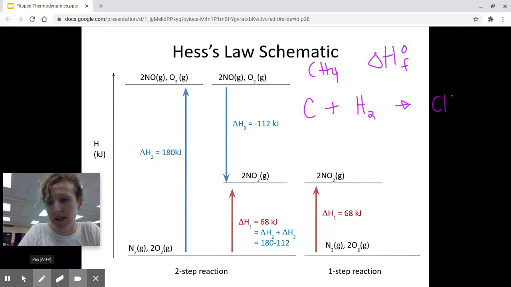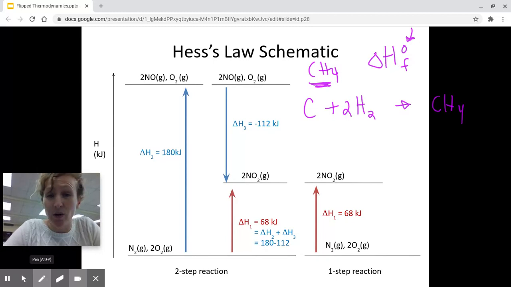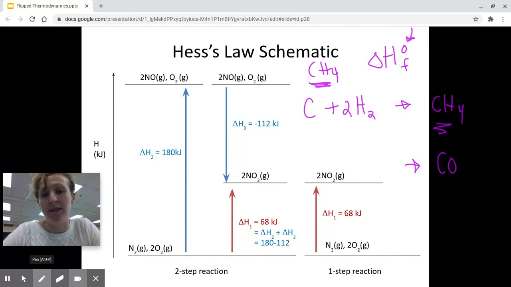Okay, so we have our element of carbon, we have our element of hydrogen. It's going to form our molecule that we want, and then we need to balance it because it's standard conditions. We need to balance it so that it's 1 mole of CH4. In this case, it's fairly easy to do. We just double the hydrogen. But again, you might have to use fractions in order to get the reaction to balance out to 1 mole of CH4. Let me give you an example of that. How about the formation of carbon monoxide? Okay, pause it here. See if you can write the formation reaction for carbon monoxide.